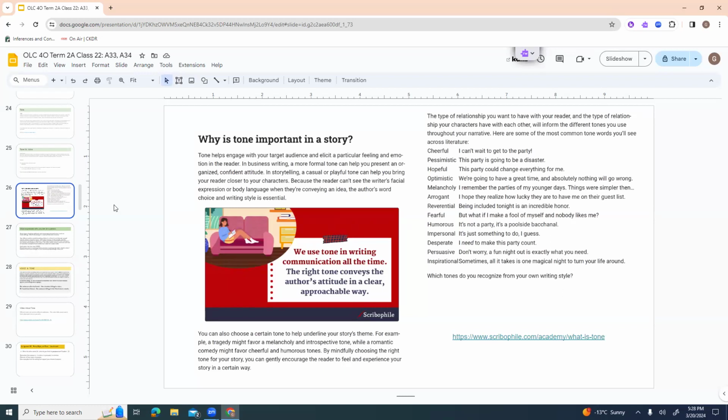So here, they went more into detail of different kinds of tones. And in here, they're talking about tone a little bit in terms of emotion, like cheerful.